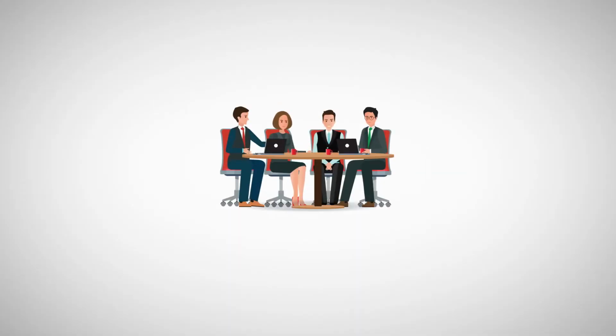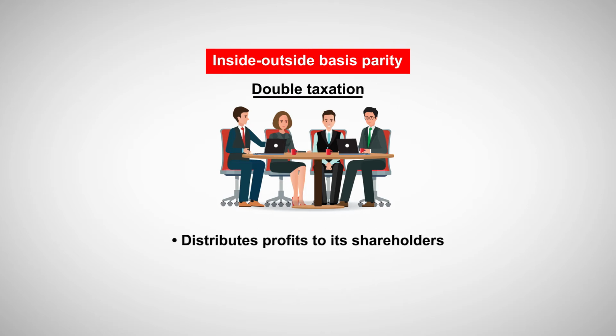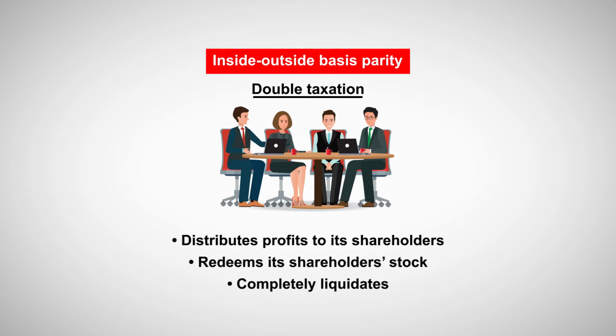Thus, from the very beginning, by function of the concept of inside-outside basis parity, a corporation is set upon the path of double taxation whether it distributes profits to its shareholders, redeems its shareholders' stock, or completely liquidates. This nearly unavoidable doubling of the potential for tax can make a corporation an unattractive alternative for many taxpayers starting a new business. In other presentations, we will discuss similar business forms that can avoid this problem of double taxation.